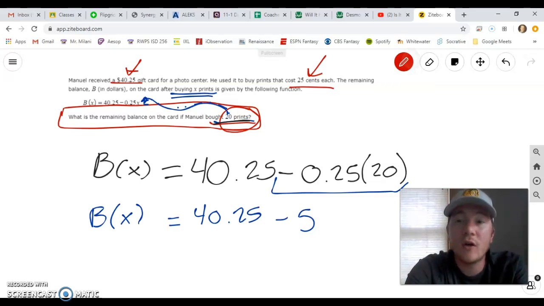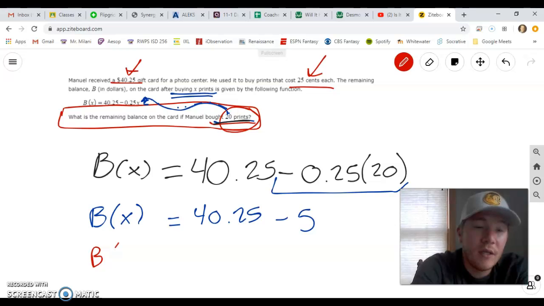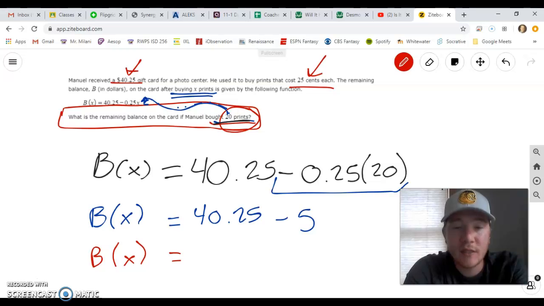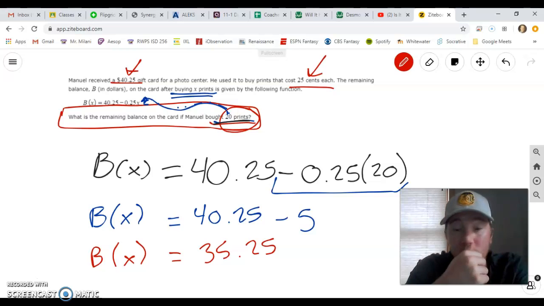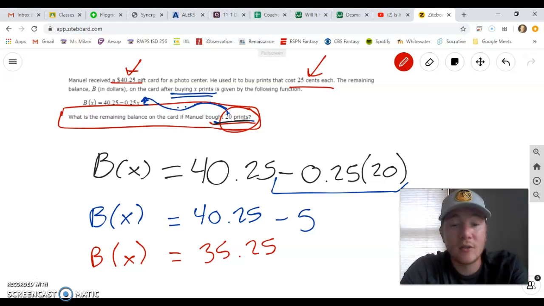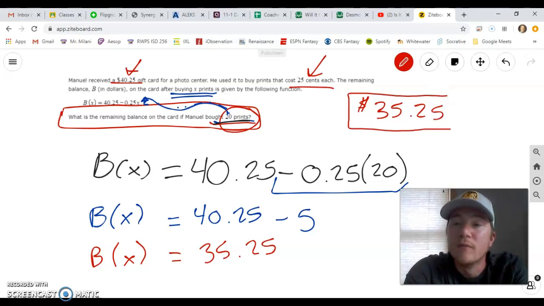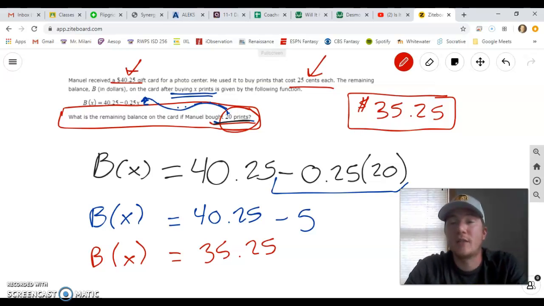So how much is left on the gift card? What is that remaining balance? B of X is going to equal $40.25 minus 5. It'll be 35.25, and you want to answer word problems with complete answers. 35.25 what? It's $35.25. They'll probably have the dollar thing in there for you on Alex, but just make sure we're labeling our answers if a label is possible. So $35.25. So really today is full of just taking variables, substituting them in, and finding the leftover variable.